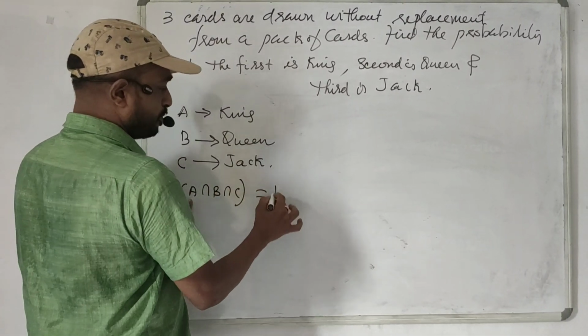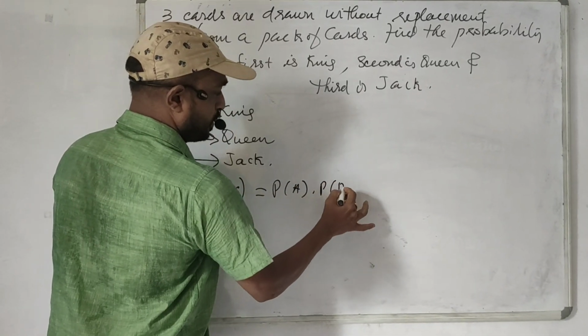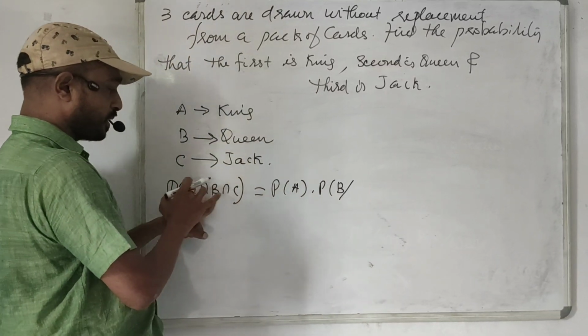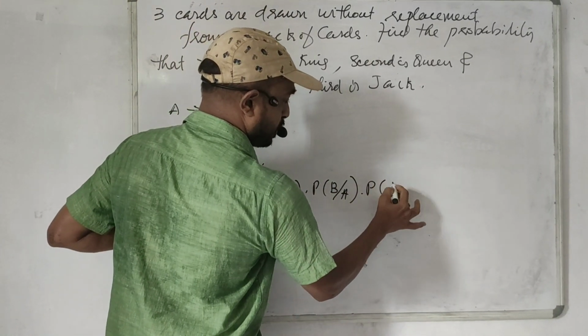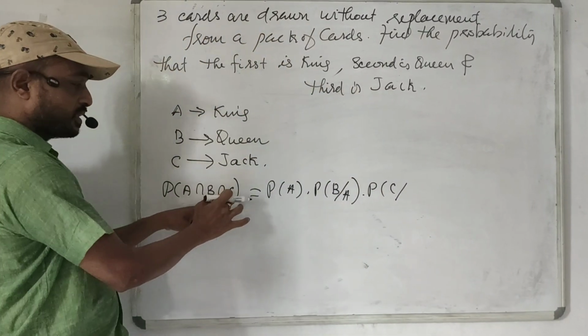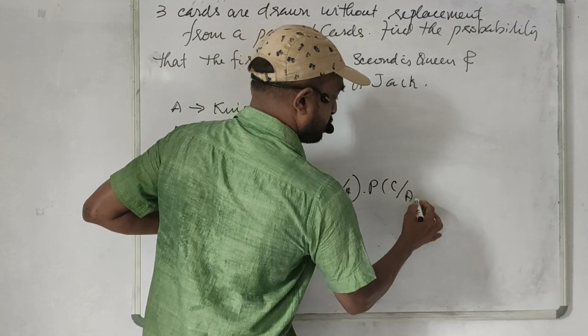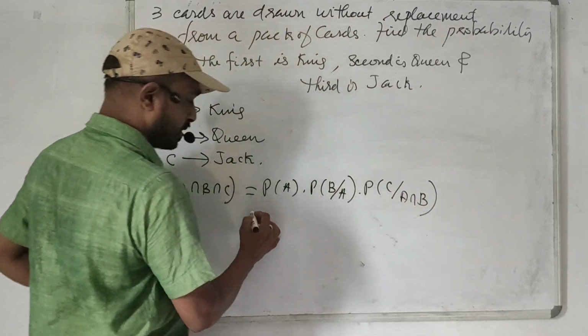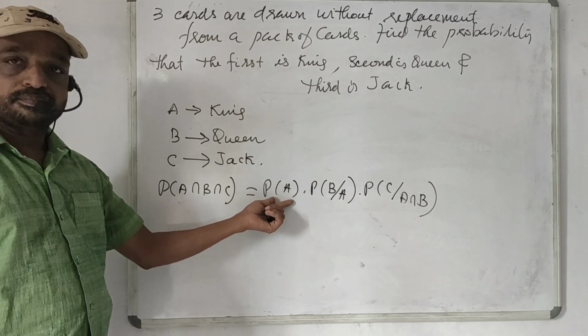What is that? It is P of A into P of B given A. What is the event prior to B? It is A. Into P of C given, what are the events before C? A and B. That is A intersection B. P of C given A intersection B. Now let us calculate each of the probabilities. What is P of A?